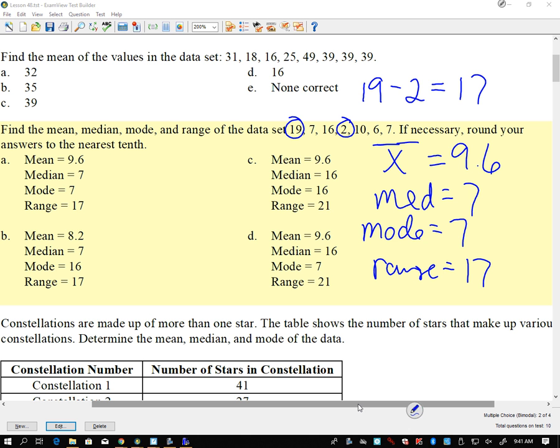Do you think I didn't know what to do? Or do you think I was maybe just seeing if you might make a mistake? Because sometimes we do the wrong things, right? Okay, so does that match anything that's up here? A, mean 9.6, median 7, mode 7, range 17. A is my answer. So we're familiar with this, right?